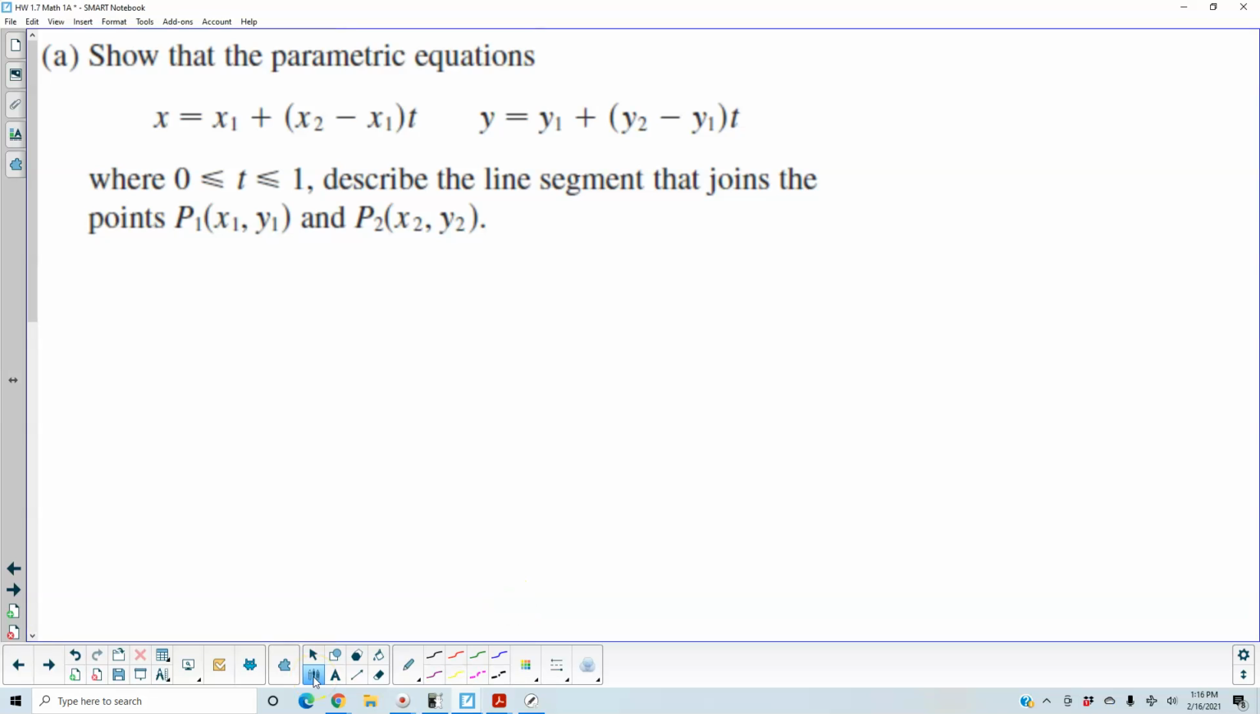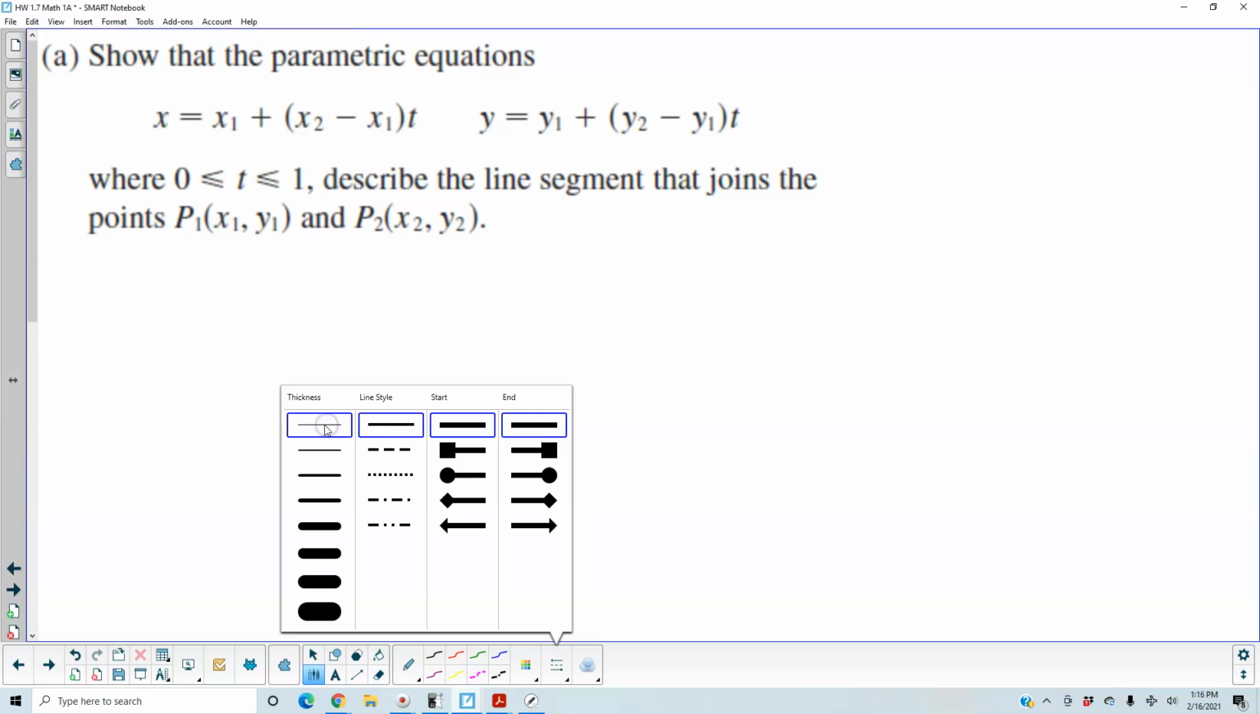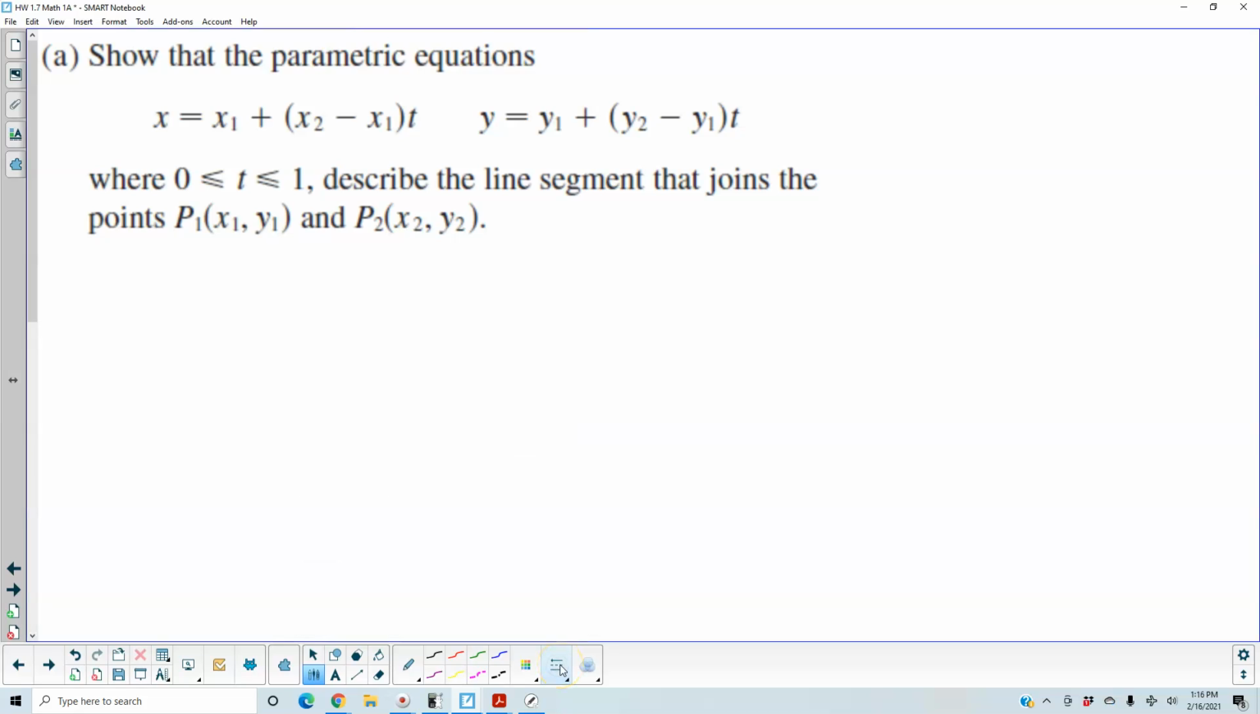Okay, for part A here, what we want to do is show that the parametric equations x is equal to x subscript 1 plus (x2 minus x1) times t, and y is equal to y subscript 1 plus (y subscript 2 minus y subscript 1) t, where t is between 0 and 1 exclusive, describe the line segment that joins the points P1 (x1, y1) and P2 (x2, y2). Well, first, let's take a look at our parametric equations.